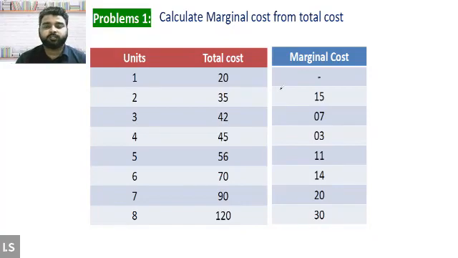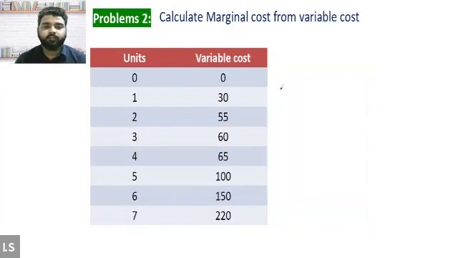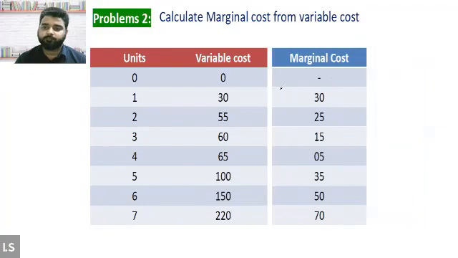So in this question, you will notice that we are calculating marginal cost from total cost, but we can also calculate marginal cost from variable cost as well. So question number 2, in this question, we need to calculate marginal cost from variable cost. Since this is variable cost, at the 0 unit of output, marginal cost will obviously be either dash or 0. At the first unit, as I have told you, if variable cost is given in the question, always remember that at the first unit of output, marginal cost will always be equal to the variable cost, right?